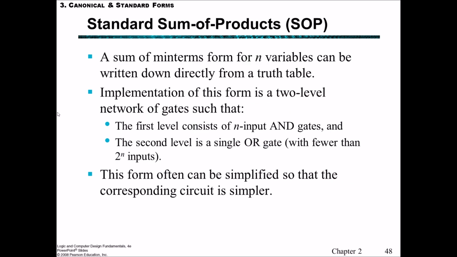So for the standard sum of products, the sum of the minterms forms the n variables, and they can be written directly into a truth table, which can be pretty useful. The implementation of this form is a two-level network of gates, where the first level consists of n-input AND gates, and the second level is the single OR gate, just one OR gate, with fewer than 2 to the n inputs. And this form can actually often be simplified so that the corresponding circuit is simpler.